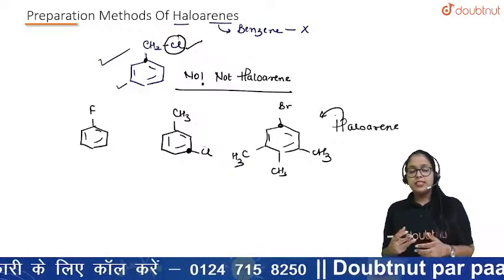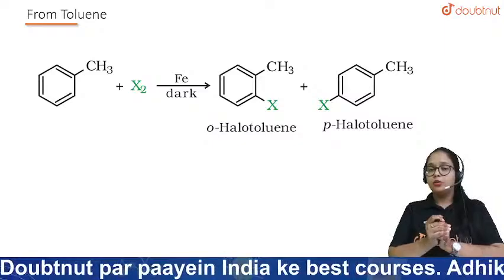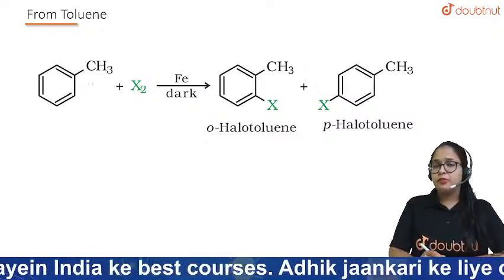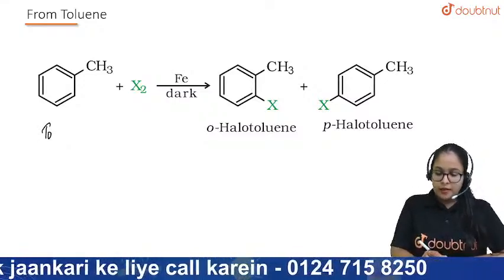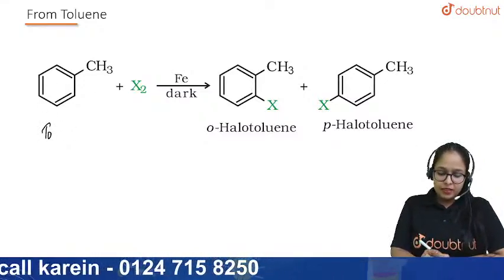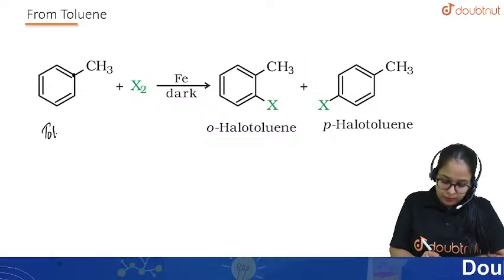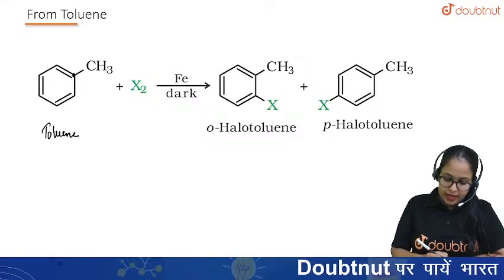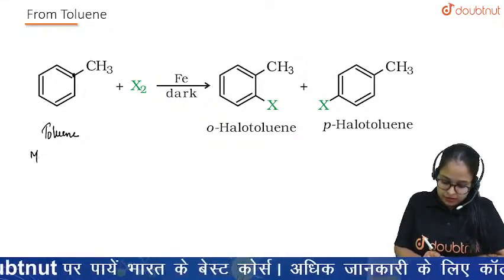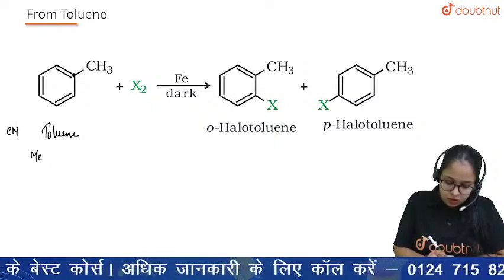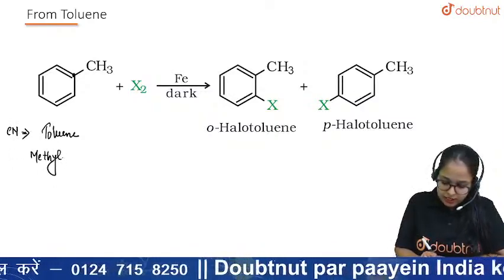Okay. Since we have now understood what haloarenes are, we can easily prepare them. The first preparation method to prepare a haloarene is from toluene. A benzene group with a methyl group directly attached to it is commonly known as toluene, and its IUPAC name is methyl benzene.